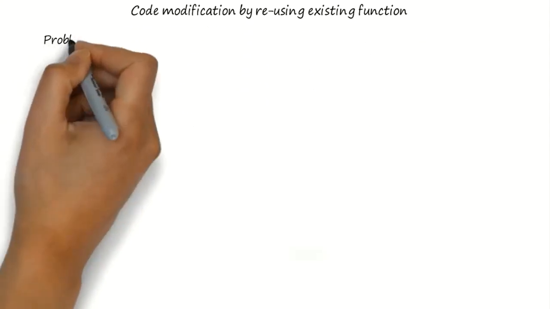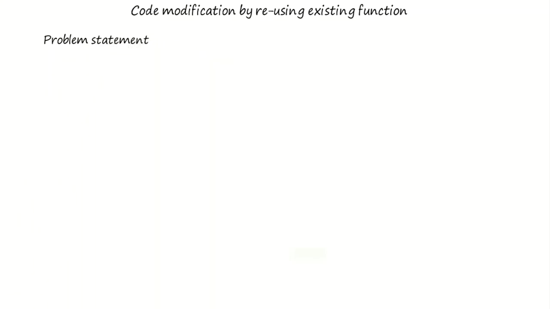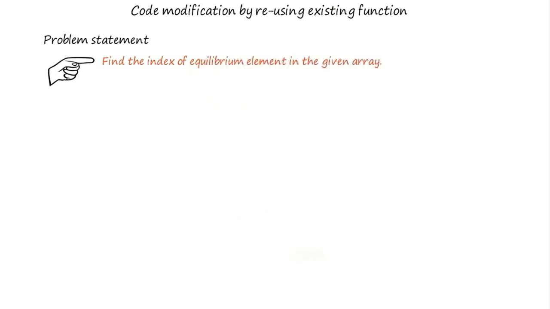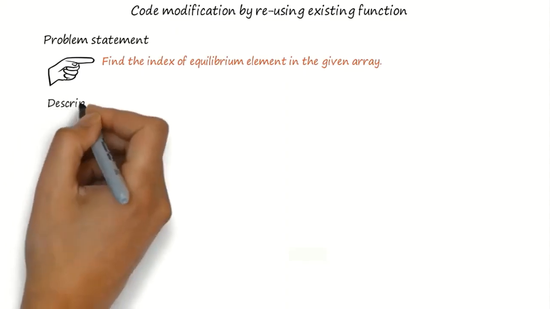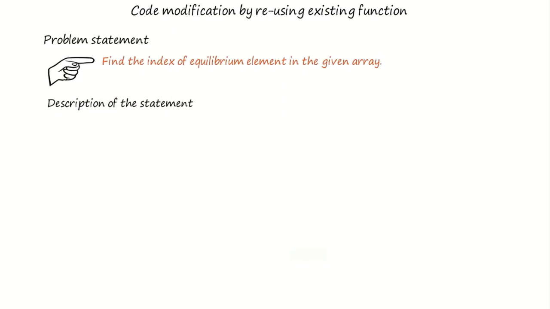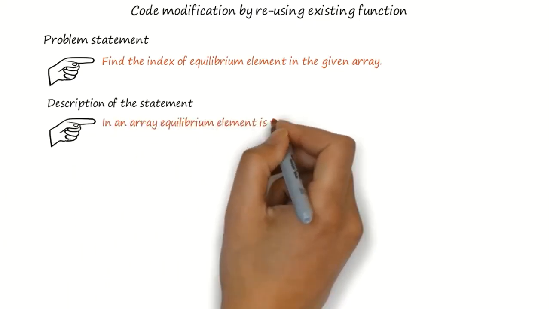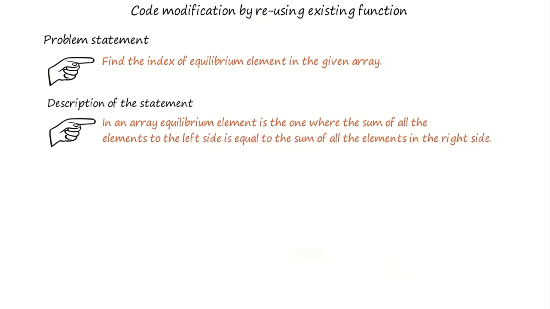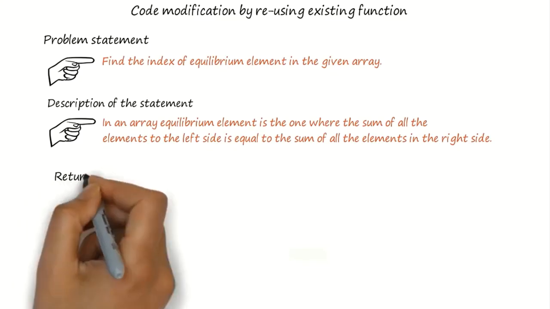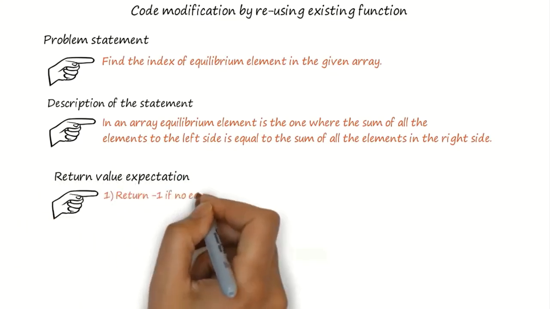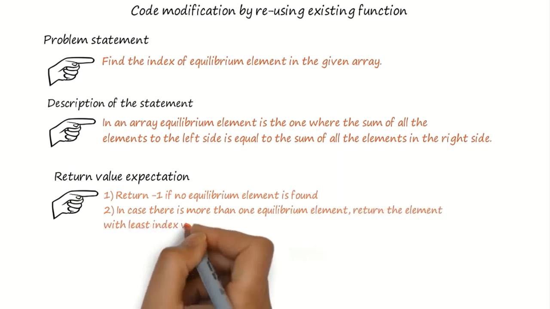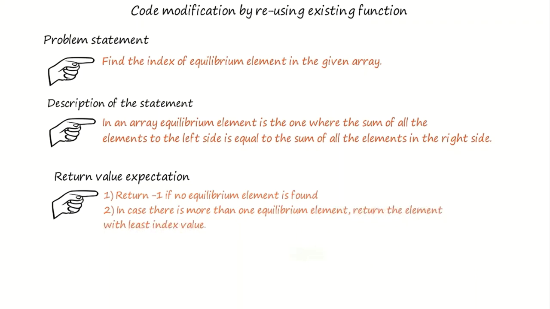For designing new functionality, CTS will provide first problem statement. Say, we have to find index of equilibrium element in an array. Now, what is equilibrium index? The definition of the problem will also be provided. We have to design a function. Now the expected return from the function when the condition does not satisfy will also be given. For an example, if equilibrium index is not found, the function is expected to return -1. Also, critical cases like if more than one index value is found, then what to do? It is also provided by CTS in the question under return value expectation.